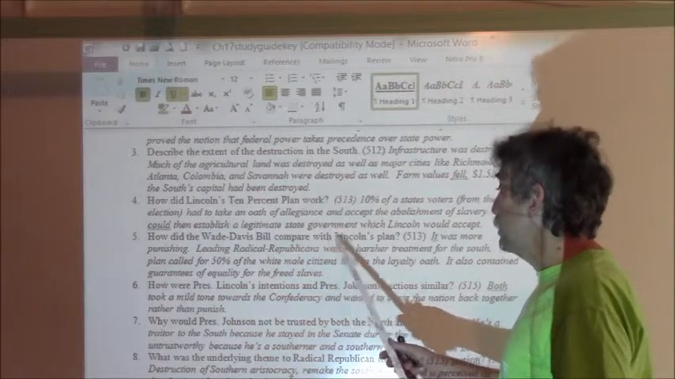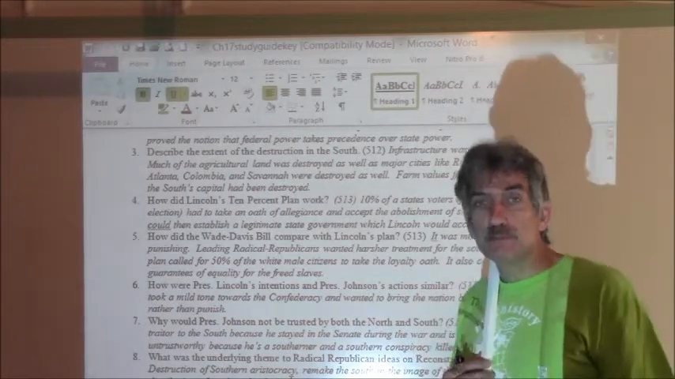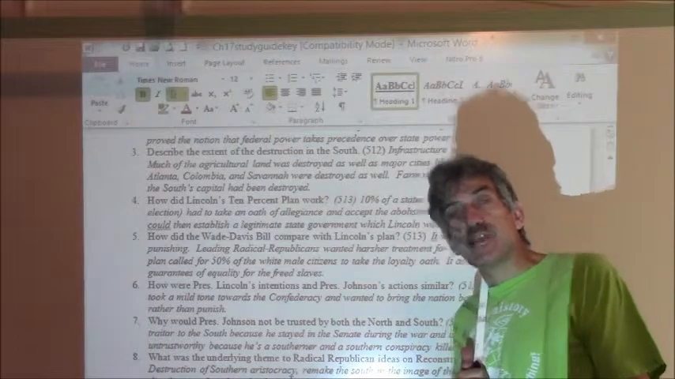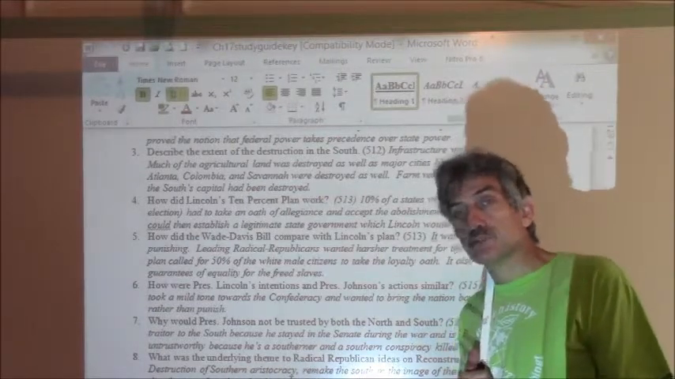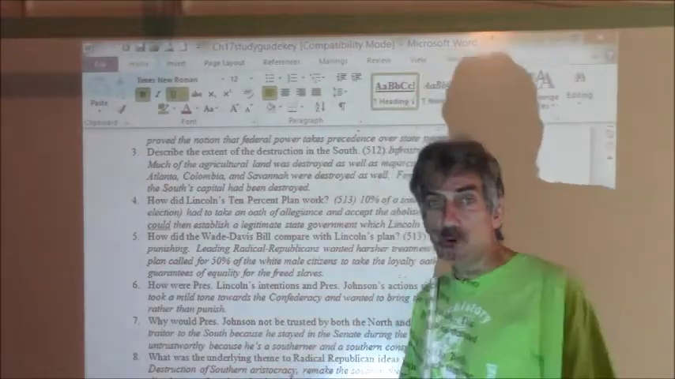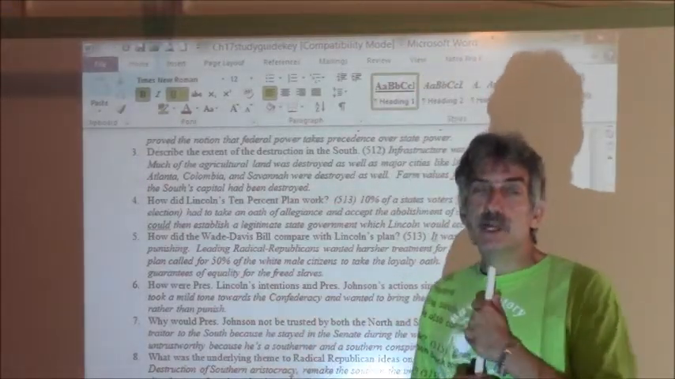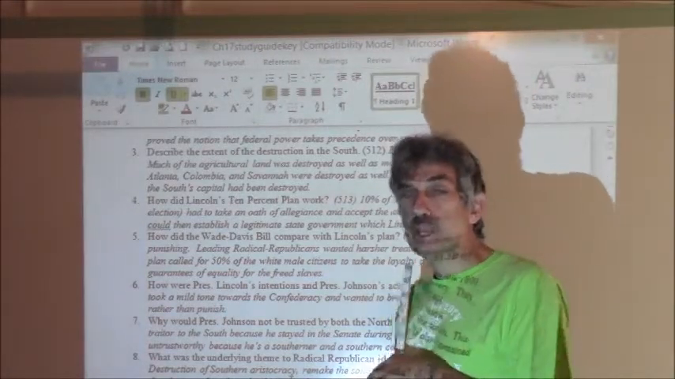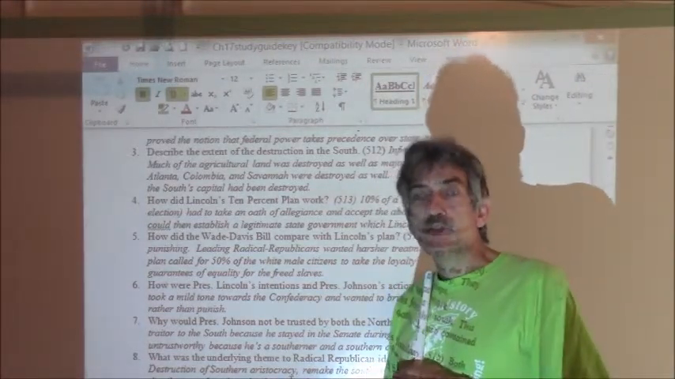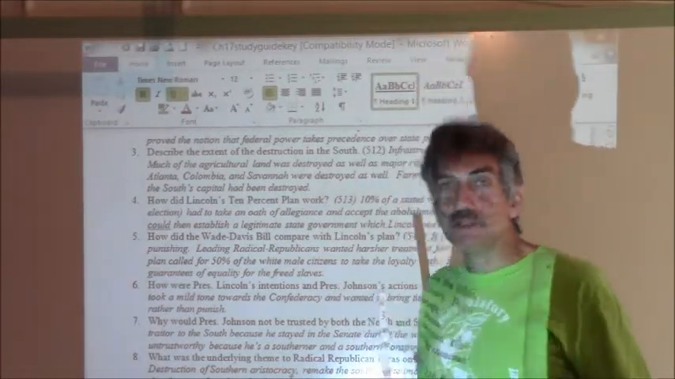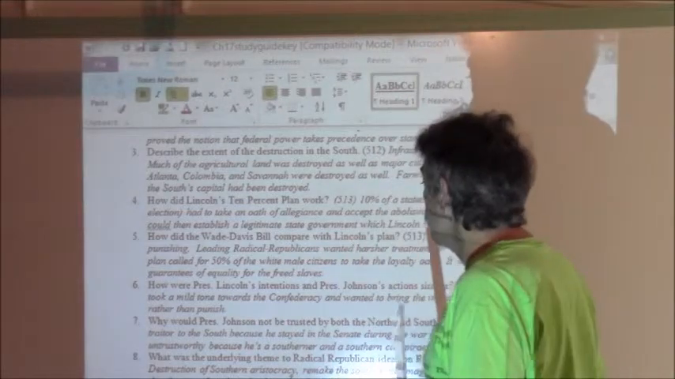The Wade-Davis bill. This was the radical Republican plan put forth in Congress and largely instituted after the assassination of Abraham Lincoln, because Andrew Johnson ran into all kinds of problems. It called for a 50% vote in the southern states. That 50% of the people who voted in the 1860 election had to swear allegiance and affirm the 13th Amendment. And it also called for a military occupation of the South.